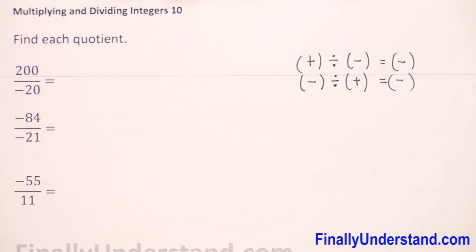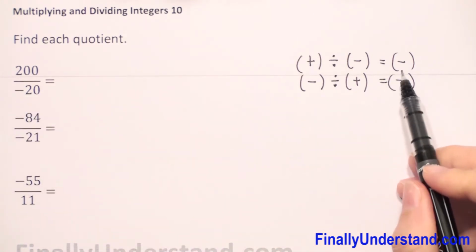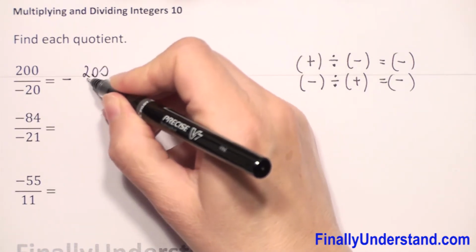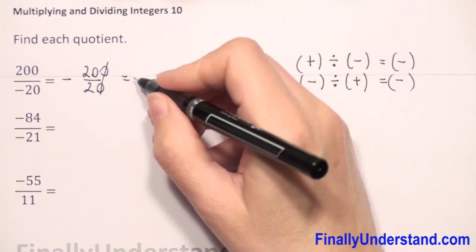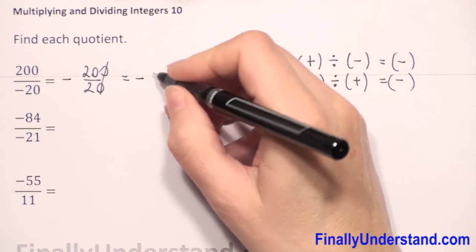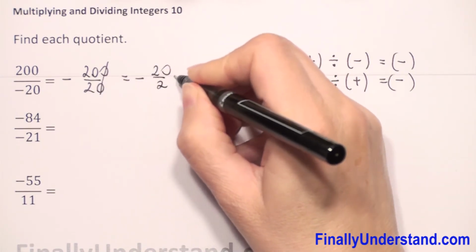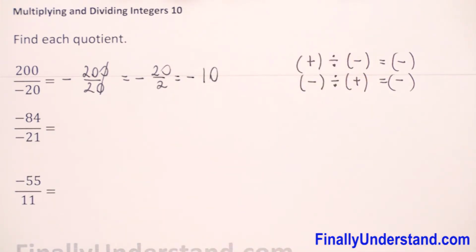So first we have to find the sign. Positive divided by negative is negative. And now we have 200 divided by 20. First we can cross the zeros, so we have the negative sign, we copy it, and 20 divided by 2. So we have 20 divided by 2 is 10.